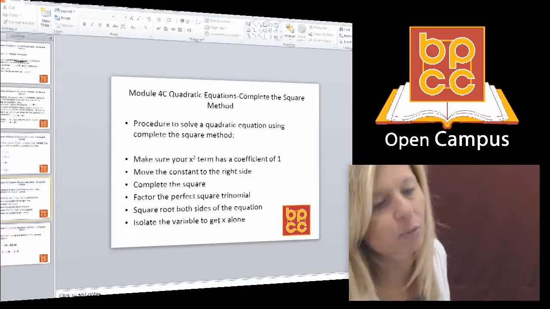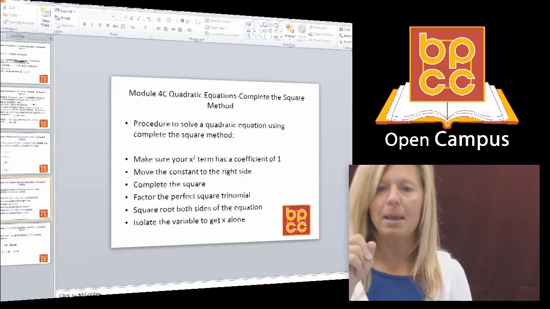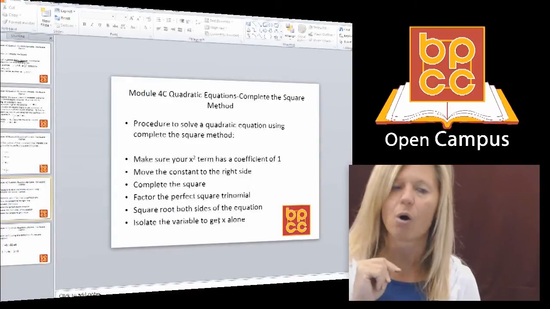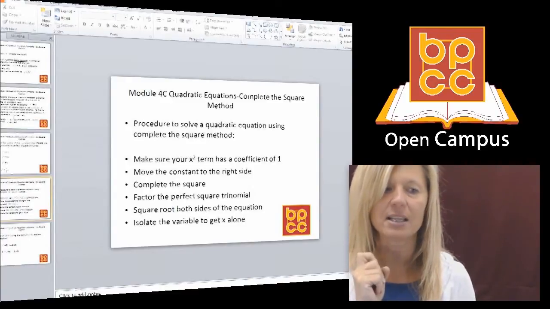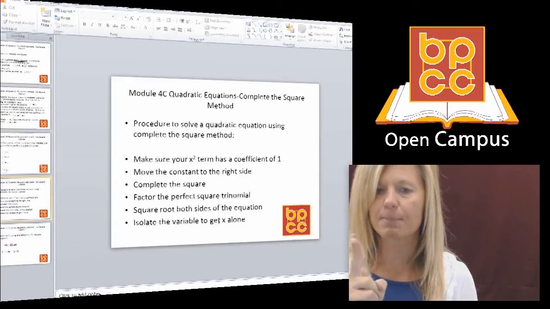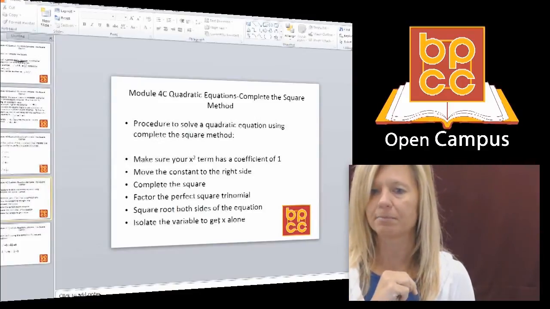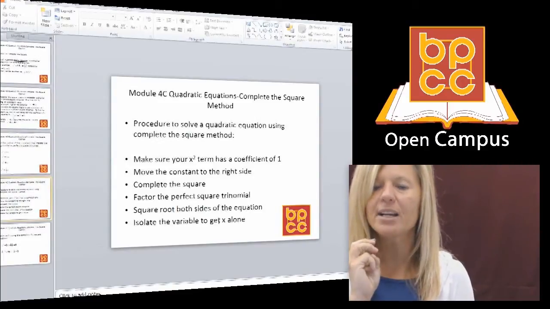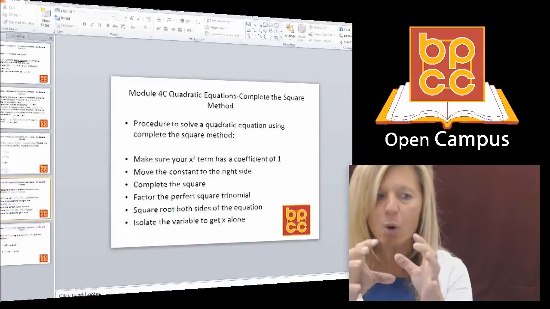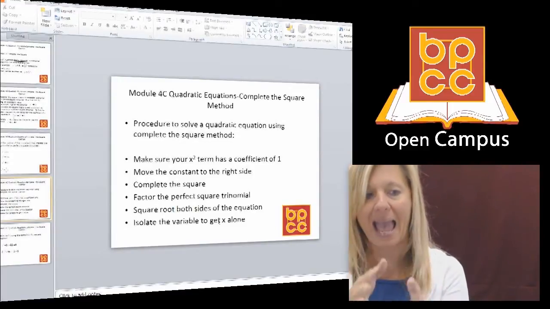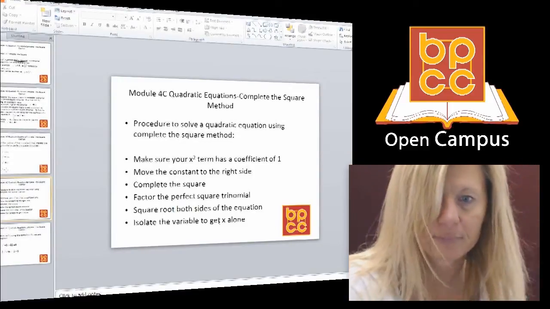So let's read through. Step 1 says, make sure your x squared has a coefficient of 1. We got to guarantee that. Then it says, step 2, move the constant to the right. Step 3 says, complete the square. That's what we just learned how to do. That's where we're going to add that new number in.